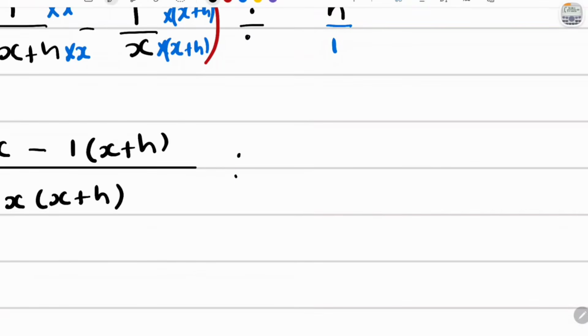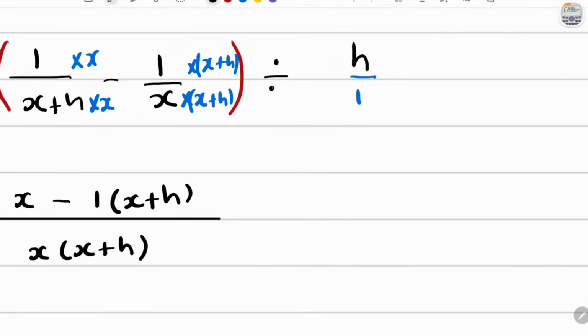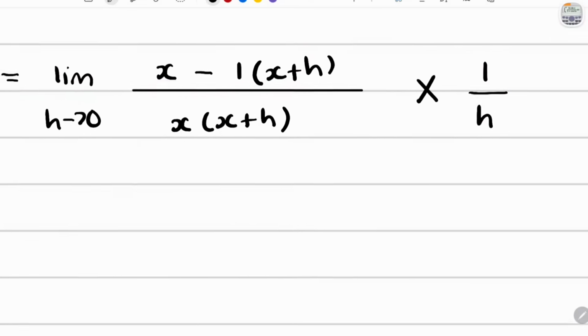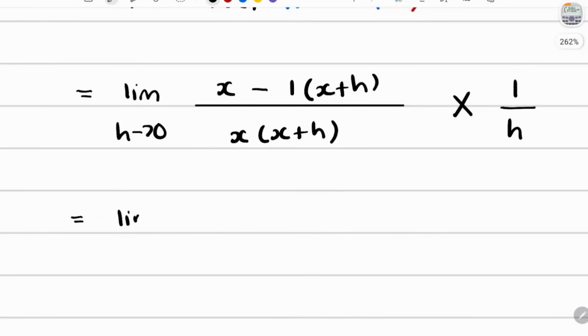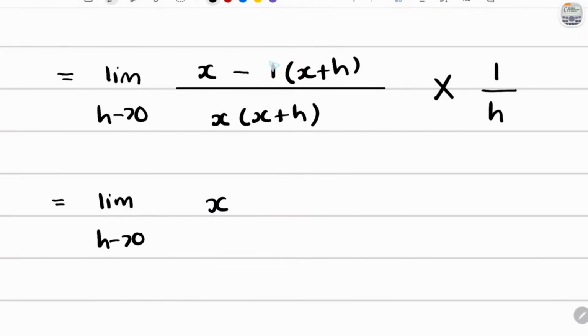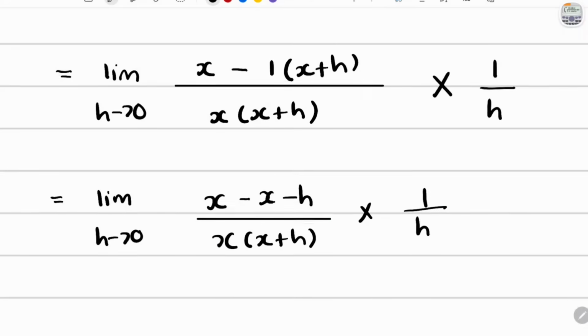Then we have divided by, and instead of making this division, since we are dividing by a fraction, we can use the rule called tip and times, meaning you tip the fraction, you swap the numerator and denominator, and you change the division sign to a multiplication. So this is what we have, and then we can say it is equal to the limit as h tends towards 0, and we can simplify that. That is going to be x. When you distribute, you get negative x and negative h over, we still have here x times x plus h, and then this is being multiplied by 1 over h.